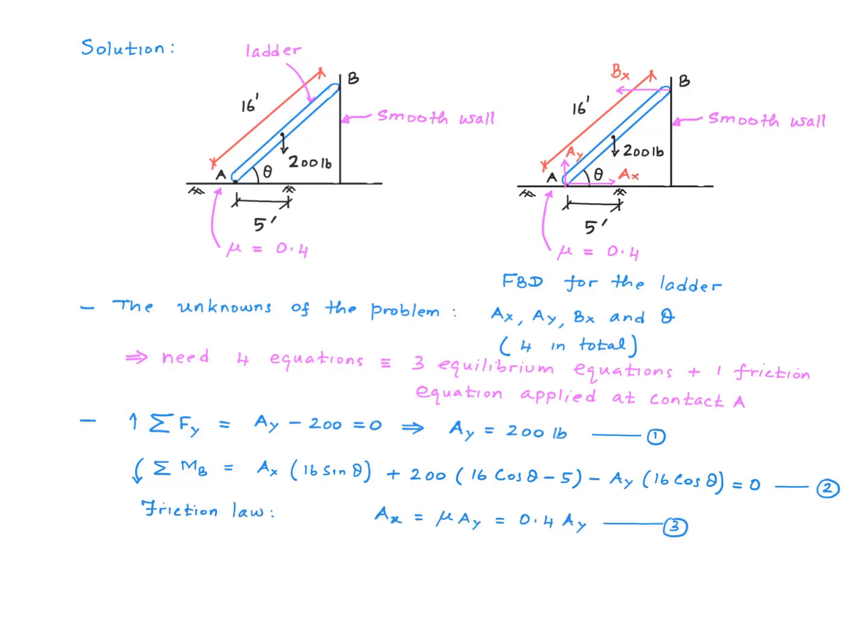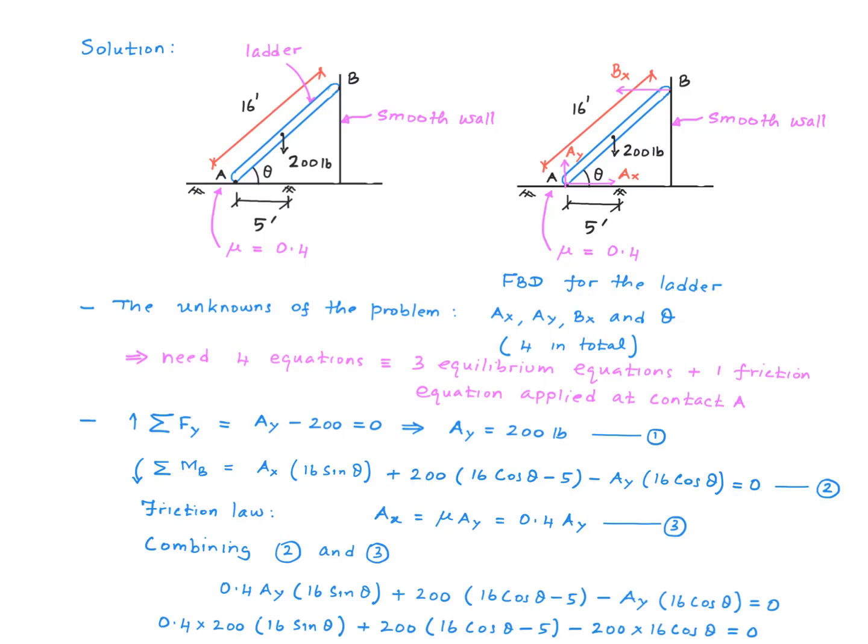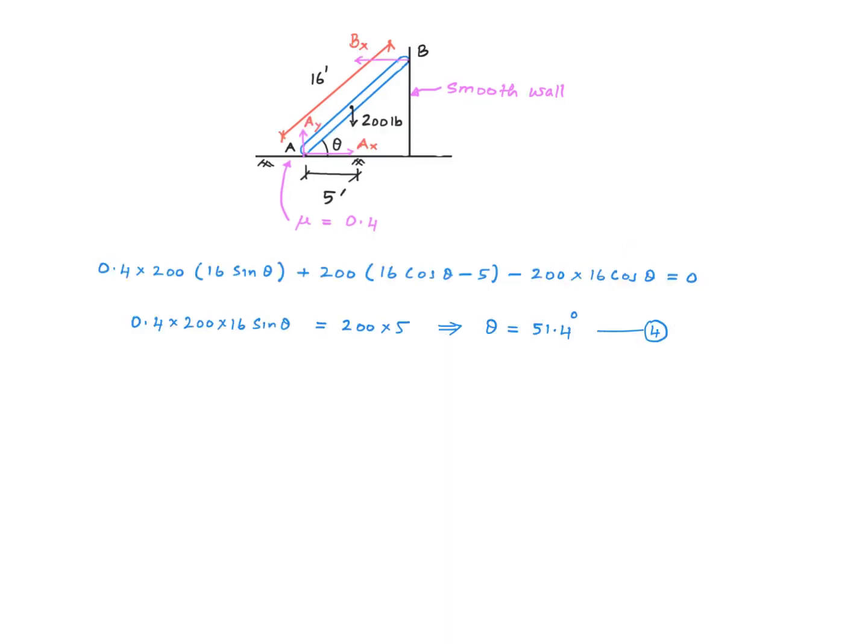Here's my friction law. The friction law says A sub x, the shear force at contact A at the verge of sliding, should be equal to mu multiplied by the normal force at contact A, which is A sub y. Mu is given as 0.4, and therefore A sub x equals 0.4 multiplied by A sub y. After combining equations 2 and 3 and substituting 200 pounds for A sub y, this is what I have. So let's go ahead and simplify and find a value for theta from it. Solving for theta from this equation, I get a value of 51.4 degrees. Now I sum up the forces in the horizontal direction in order to find a value for B sub x, and I get a value of 80 pounds for it.